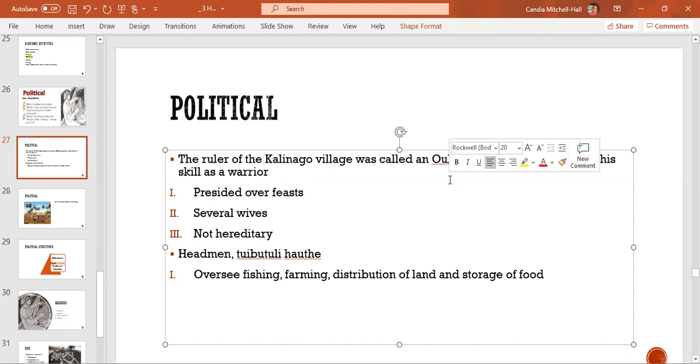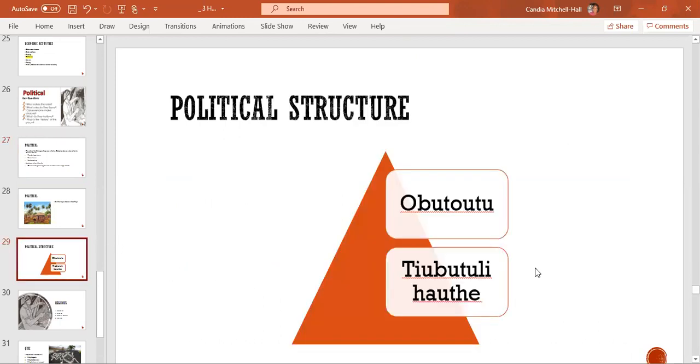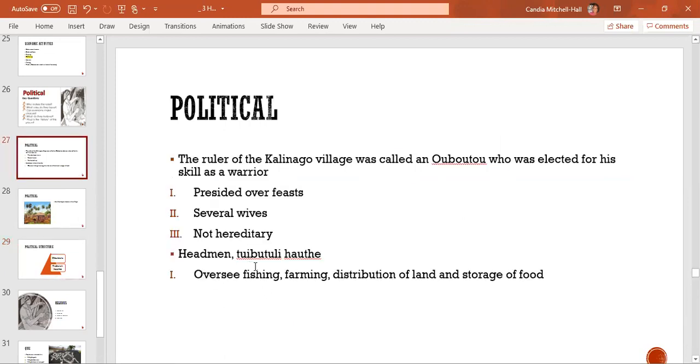And below the Obuto was the Tubutuli Hate, and this person was the headman. These were the headmen. They fall immediately under the Obuto. And for these persons, they oversee fishing, farming, and distribution of land. Now, what are the major differences between this community and the Taino community when it comes to their political system?